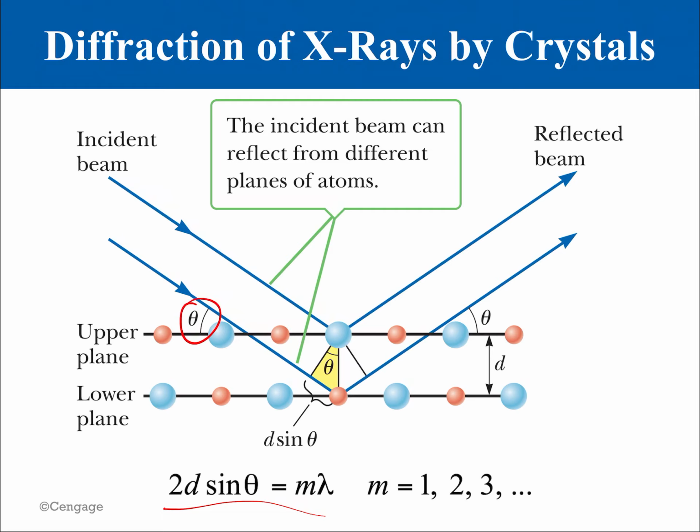The geometric construction shows that the beam reflected from the lower surface travels further than the beam reflected from the upper surface by a distance of 2d sine theta. That's just the path length difference, right? The two photons of the reflected beam will combine to produce constructive interference when this path length difference equals some integer multiple of the wavelength. So this would be the condition for constructive interference.